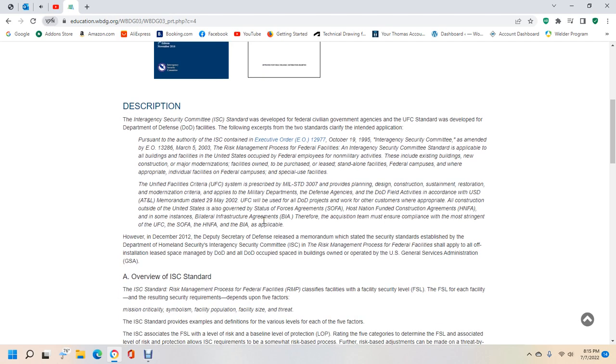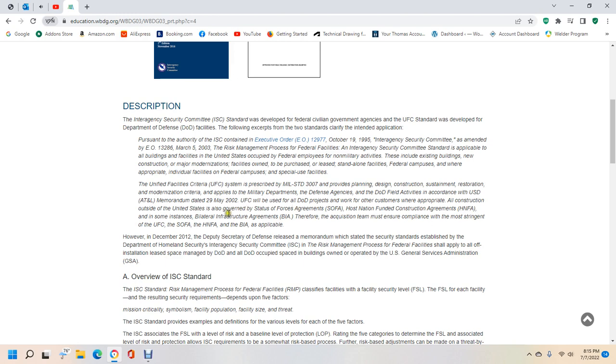The Unified Facilities Criteria system is prescribed by Military Standard 3007 and provides planning, design, construction, sustainment, restoration, and modernization criteria that apply to the Military Departments, Defense Agencies, and DoD field activities, according to the USD AT&L Memorandum dated 29 May 2002. UFC is to be used for DoD projects and with other customers where appropriate.